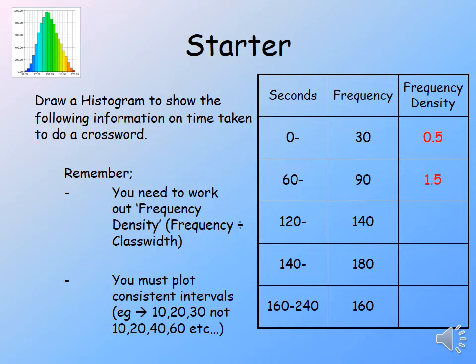Then we have 140, and the class width is from 120 to 140. So that is 20. 140 divided by 20 is 7. Then we have 180. 180 divided by 20, because it goes from 140 to 160. That is 9. Okay, 180 divided by 20 is 9. The final one we're given, so it is 80. 240 take away 160. Okay, 160 divided by 80 is of course 2.